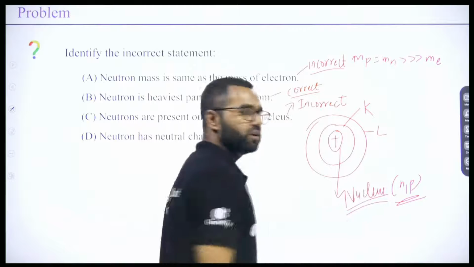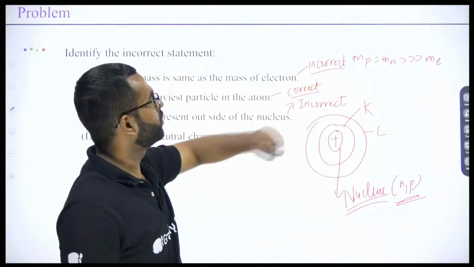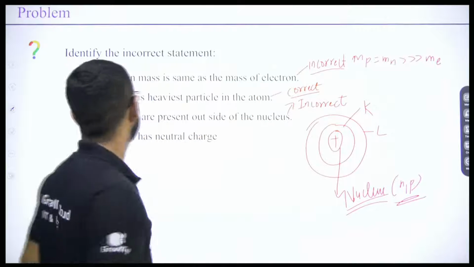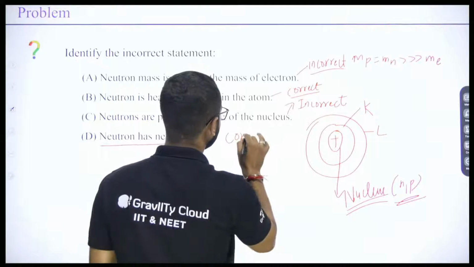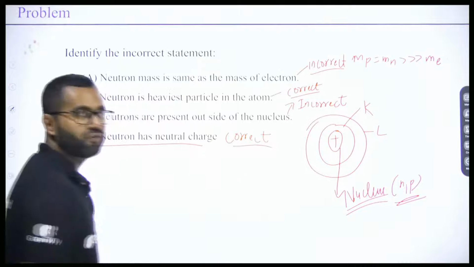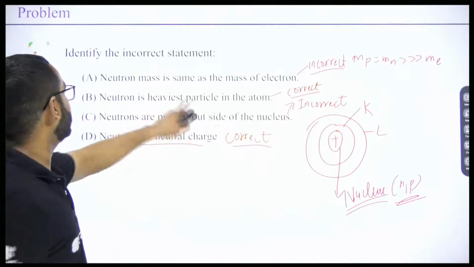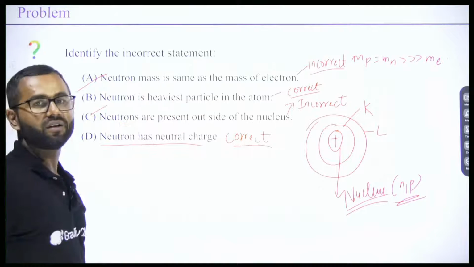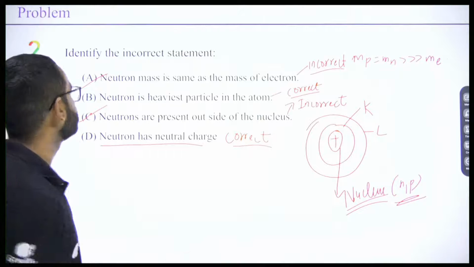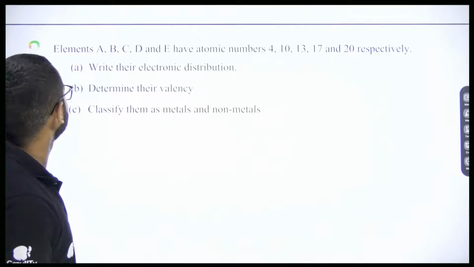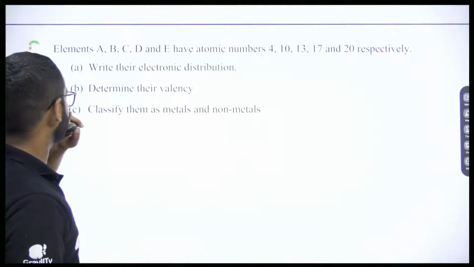In fact, both neutron and proton have the same mass, right? Neutron has neutral charge. This is also correct. So we need to find the incorrect statements. So A and C are the incorrect statements, right? So our answer is A and C. Understood? Next question.